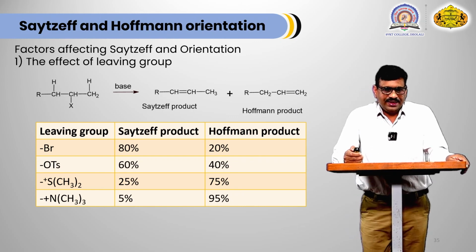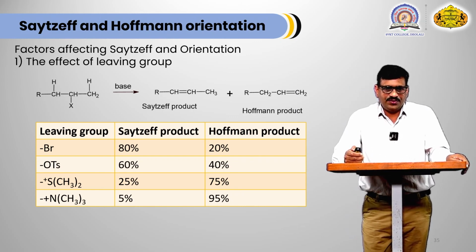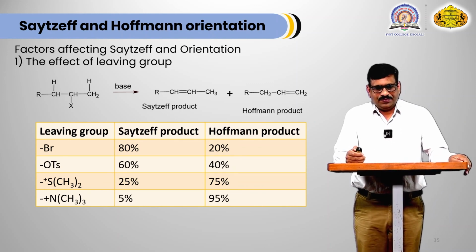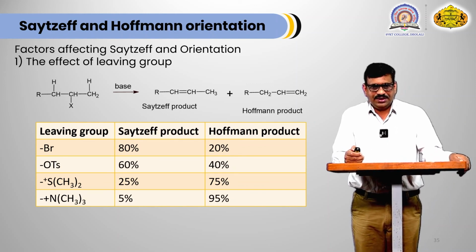In second case, OTs, tosylate group is there, size of leaving group increases. Percentage of Saytzeff product decreases, it decreases from 80 to 60%. Hoffmann increases from 20 to 40%. Hence, as the size of leaving group increases, percentage of Hoffmann product increases. In third case, leaving group is S(CH3)2. In this case, 75% of Hoffmann product is obtained.